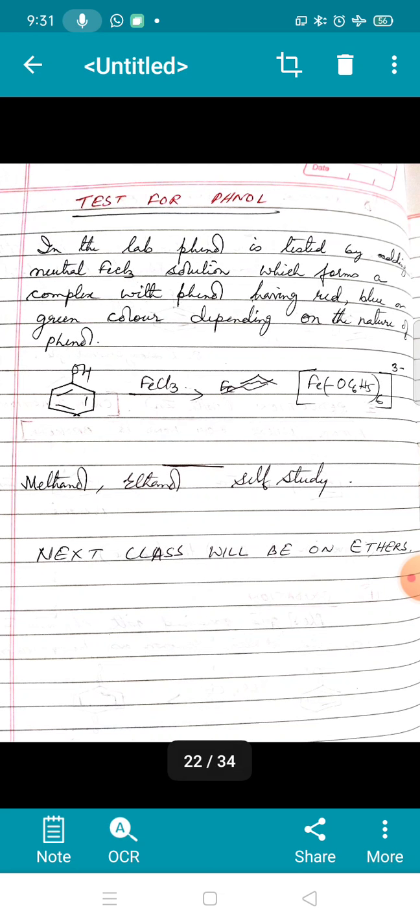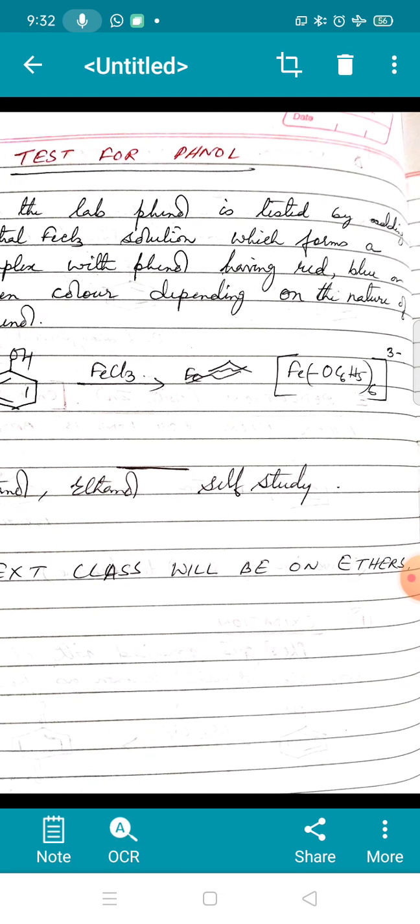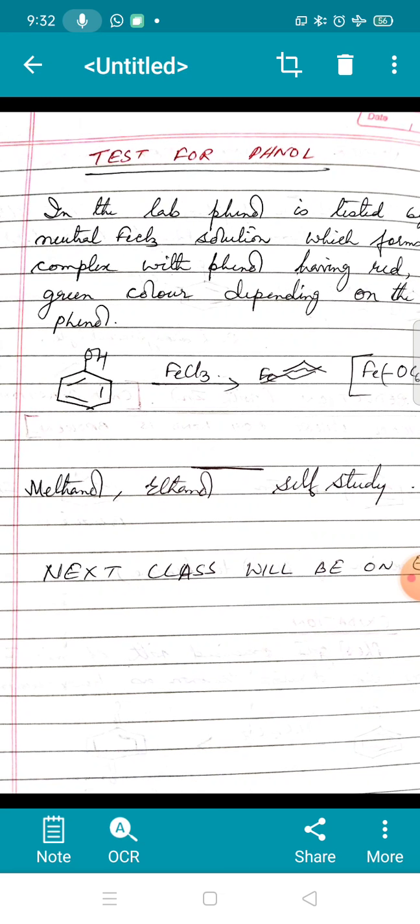Next is, if you are given phenol in the lab, how would you know that this is phenol? Now this is a very simple test which we do in the lab also. When we do practicals, you will be performing this experiment. To phenol, we add ferric chloride. Ferric chloride itself is pale yellow in color, but it is a very fast reaction, it immediately changes color and forms a complex, [Fe(OC6H5)6]3-. Now how do we get this structure?